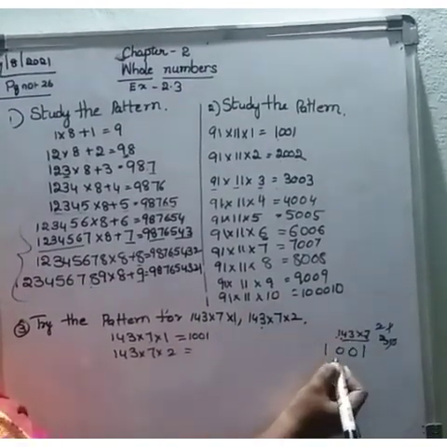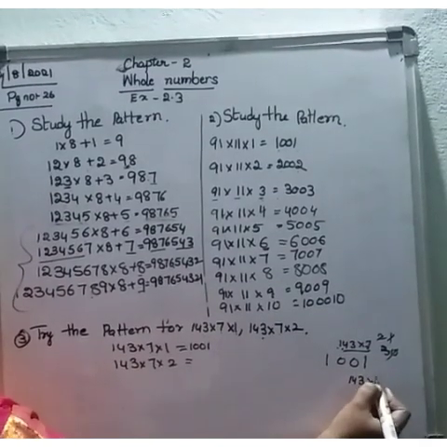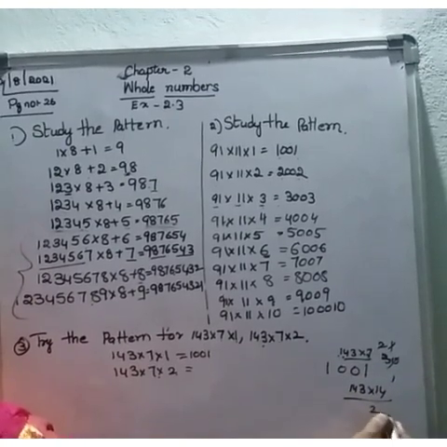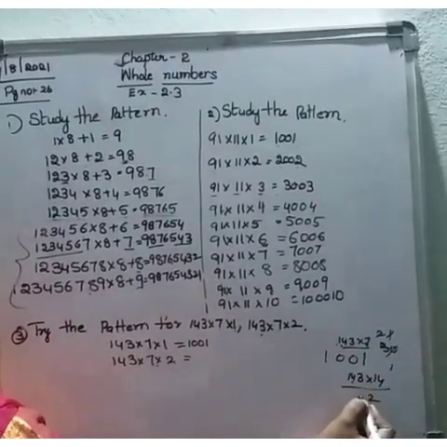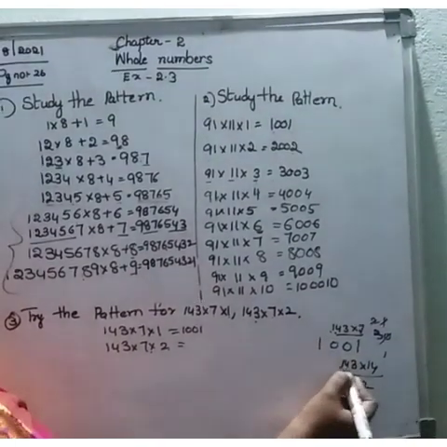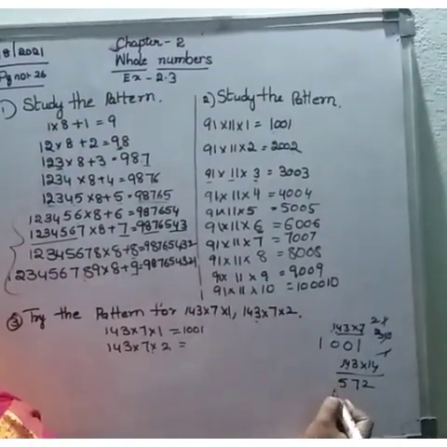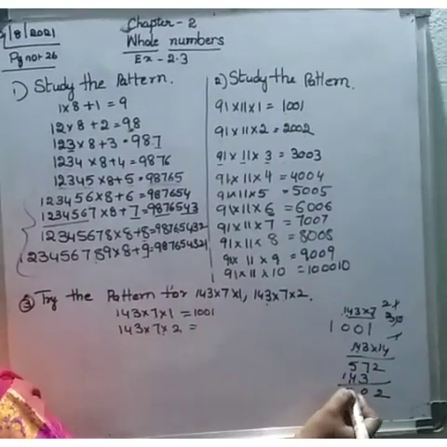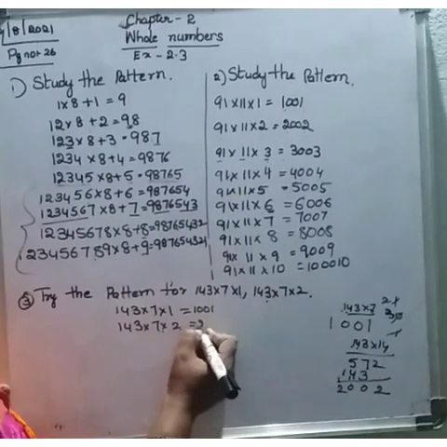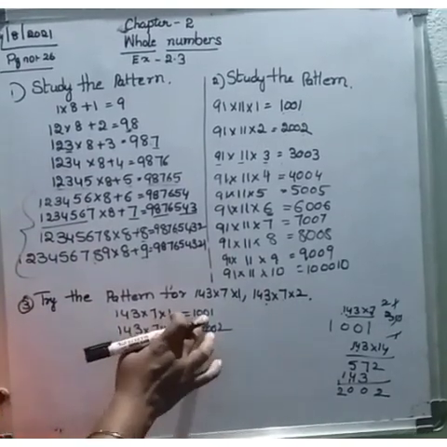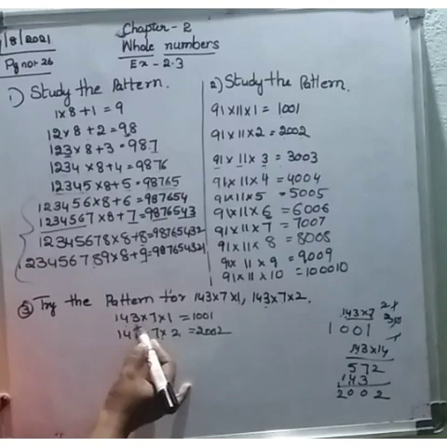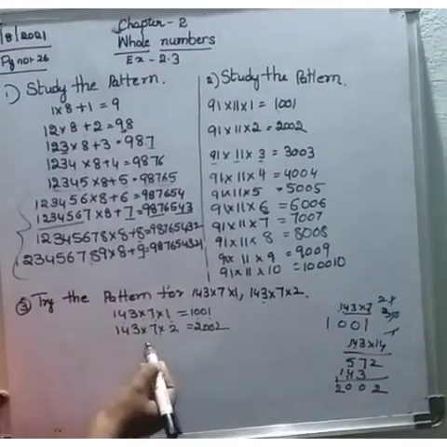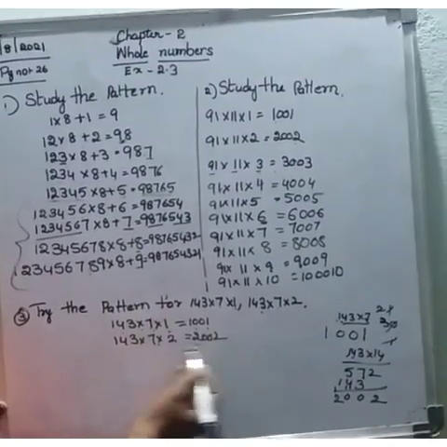Next 143 into 14, because 7 twos are 14, no, that's why. 4 threes are 12. 4 fours are 16. 16 plus 1, 17. 4 ones are 4. 4 plus 1, 5. Next 143. Add this to 2, 10, 10, 2. So, right, what answer do we have to get? Here 143 into 7 into 1 equal to 1001. 143 into 7 into 2 equal to 2002.